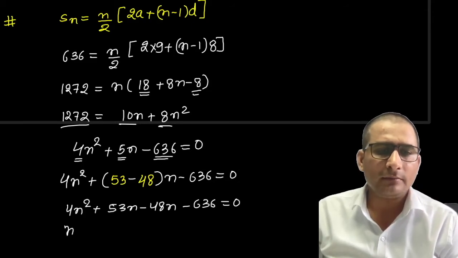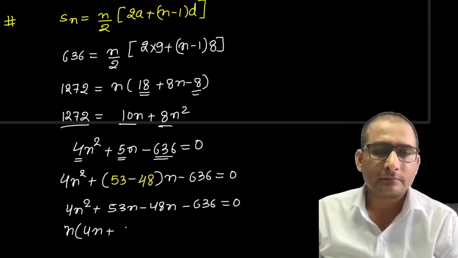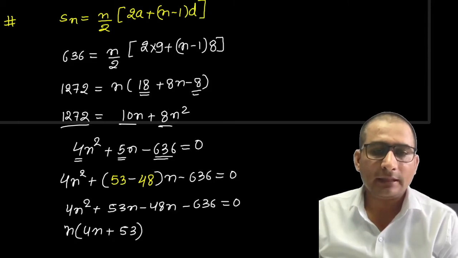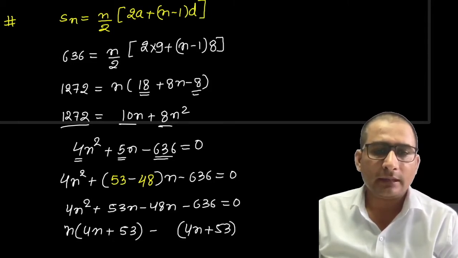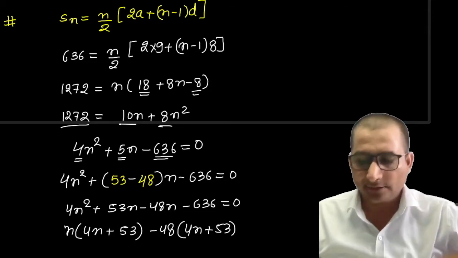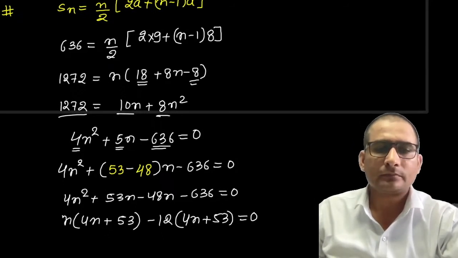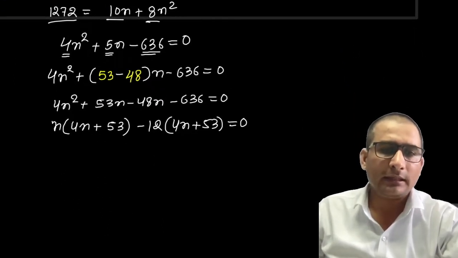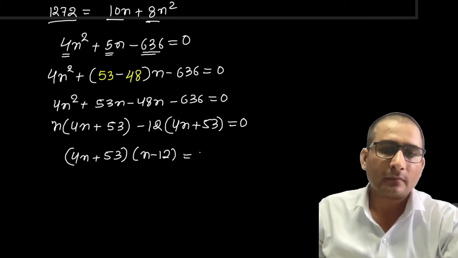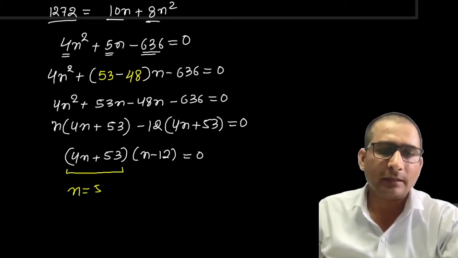Now take n common. Remaining is this. Take 48 common from here. Not 48, it's 12. Minus 12 is equal to 0. So it can be written as (4n plus 53) and (n minus 12). So from here we have got the value of n is equal to minus 53 upon 4.